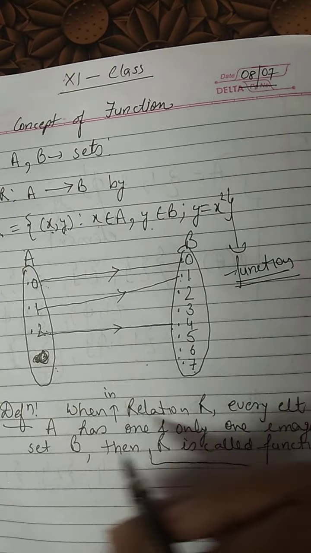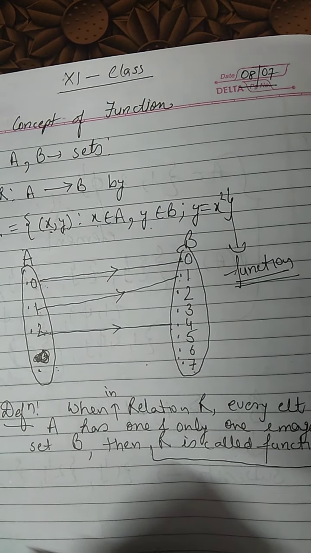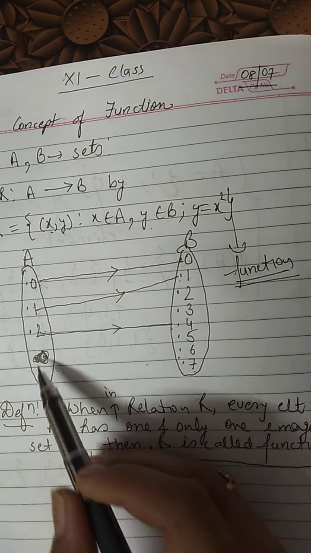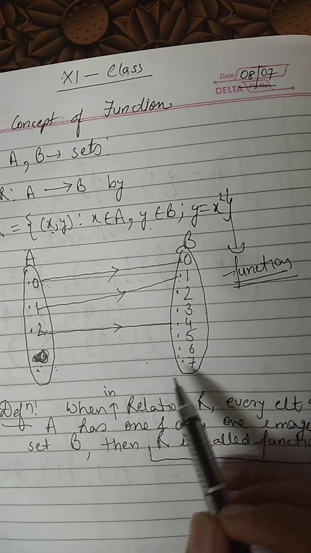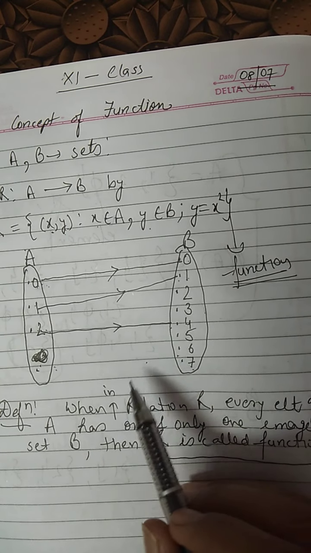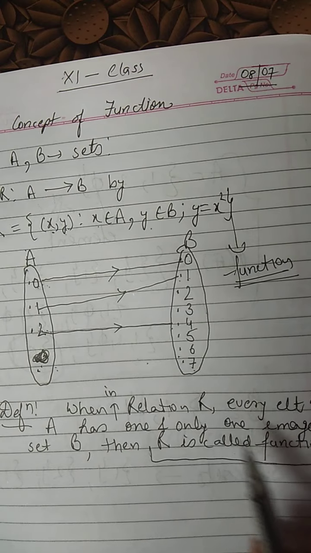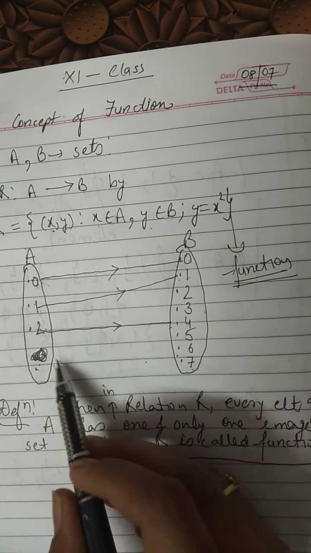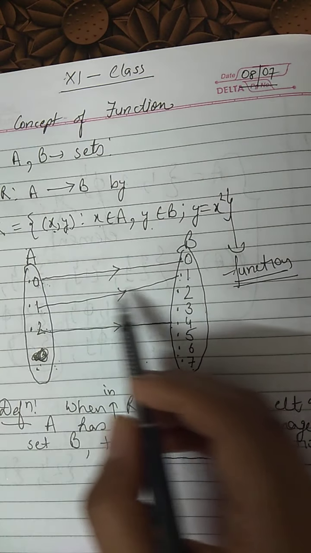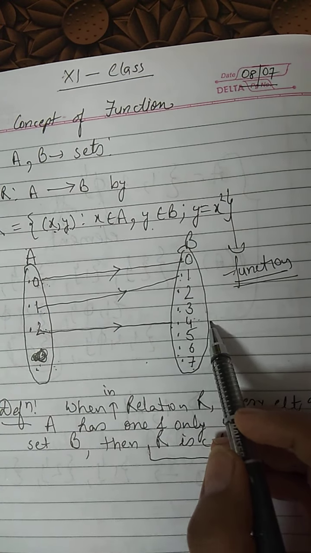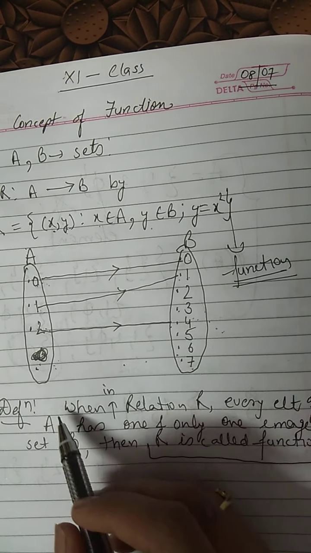Okay. And if by chance the element 3 was present here, then what will happen? This 3 element will not have any image in the set B, and then this relation will remain a relation only. It will not become a function. Are you getting my point? The relation will become a function if every element of set A has a unique image in set B. Only then the relation will be called a function, right?